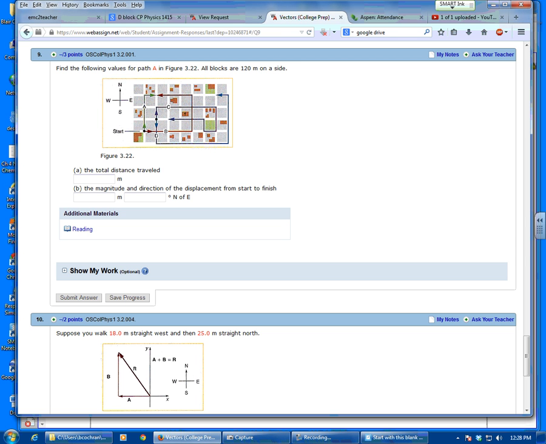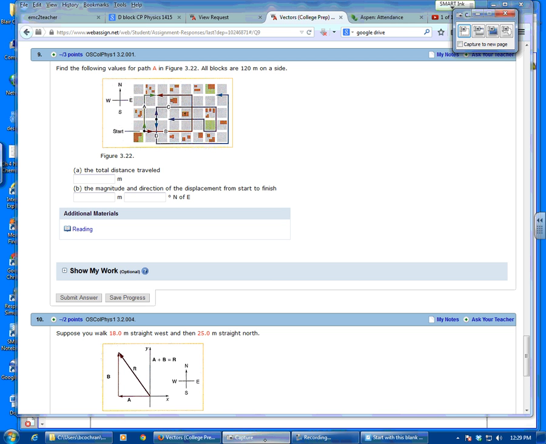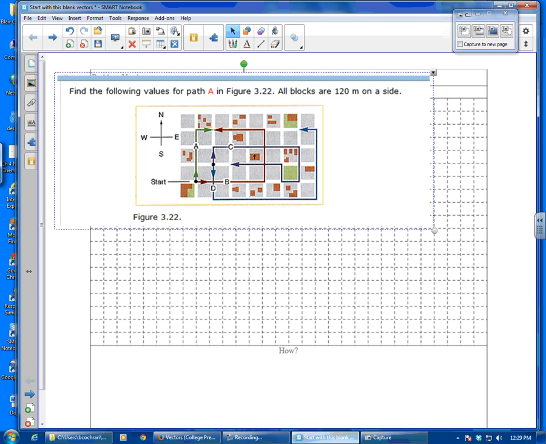And all blocks are 120 meters on a side, so at least all our blocks are the same size. Following path A, and figure this, all blocks 200 meters on the side. I want to know the total distance and the magnitude and direction of the displacement from start to finish. So I'm going to grab a little picture of this, it'll help me in my vector diagramming. This one. Alrighty.